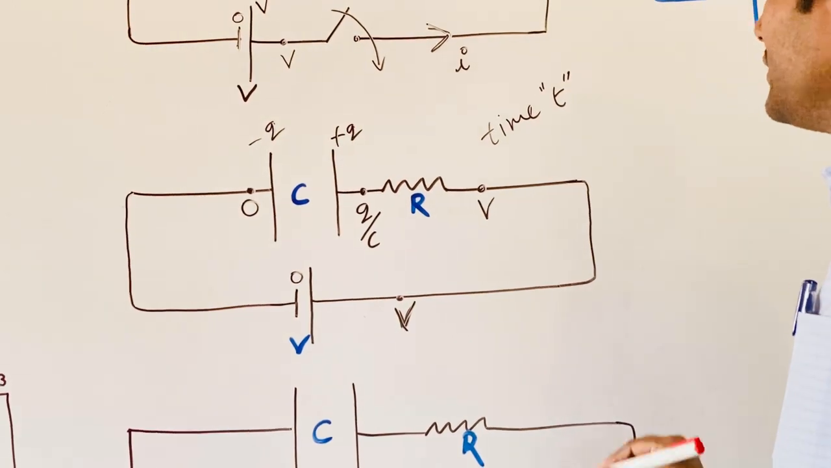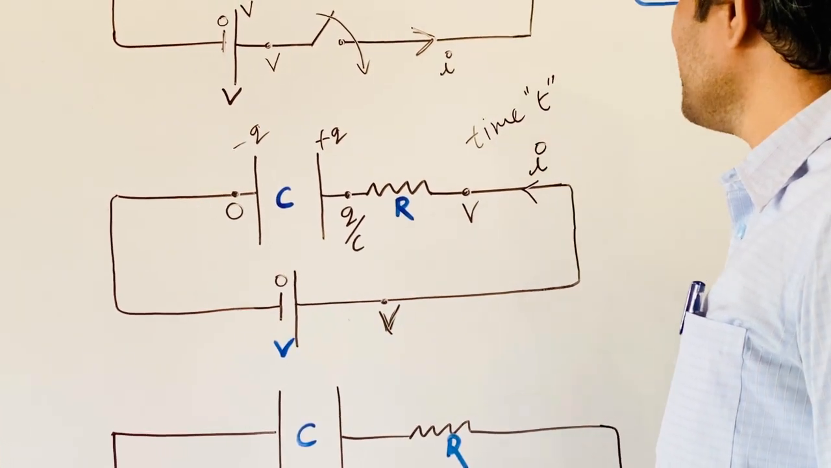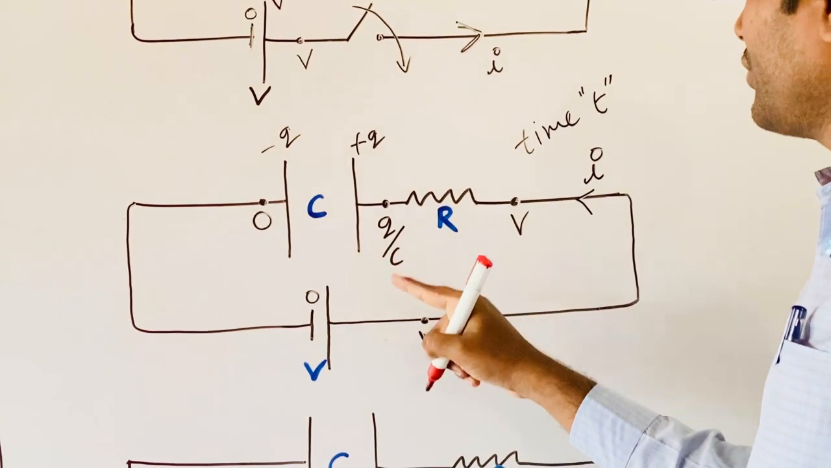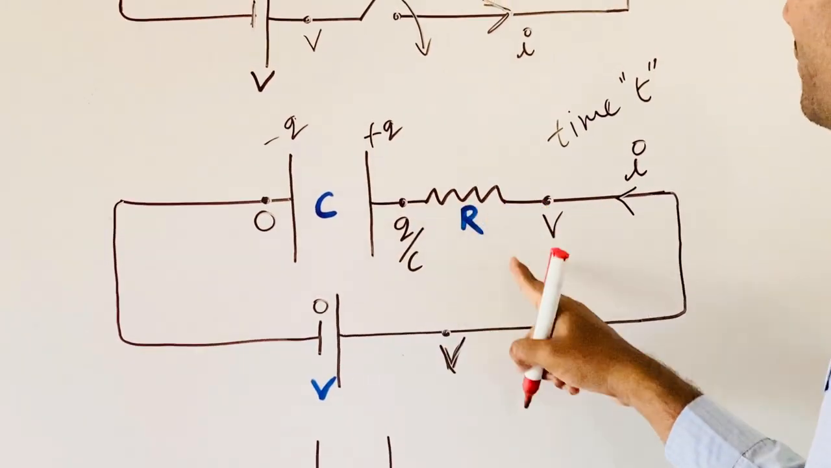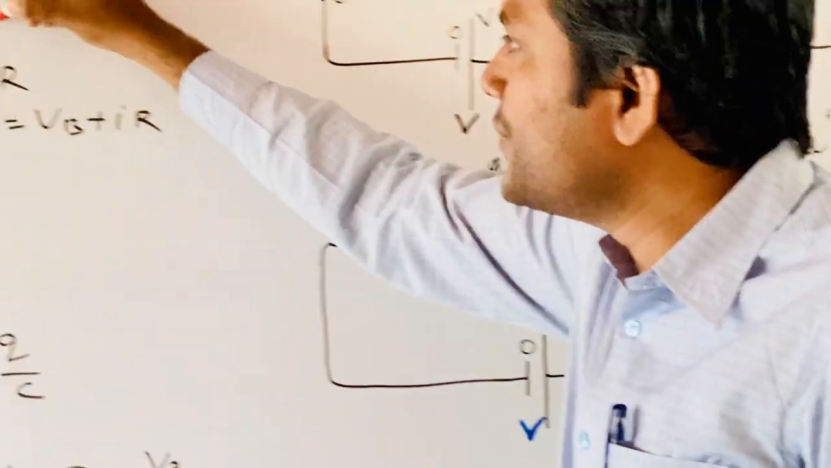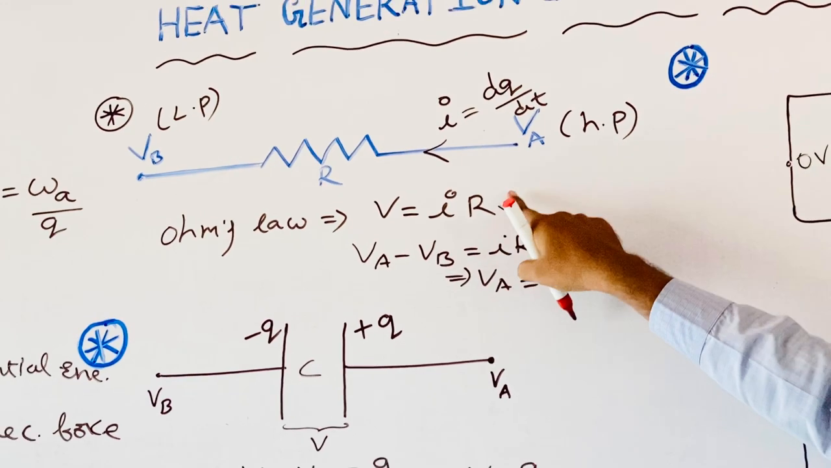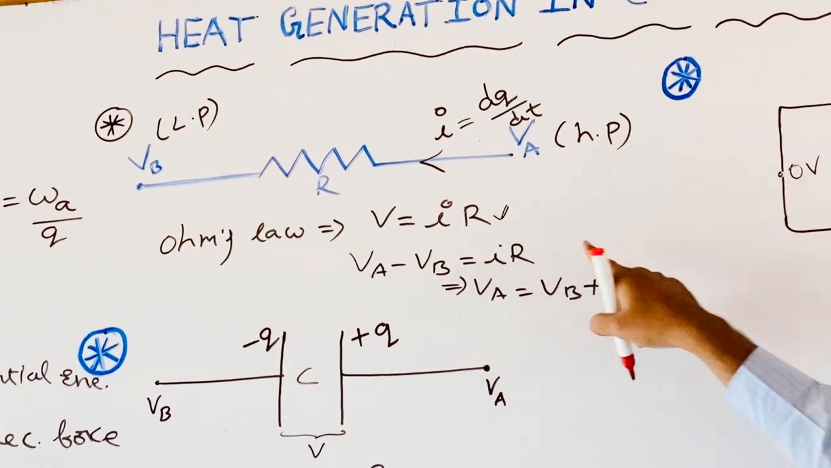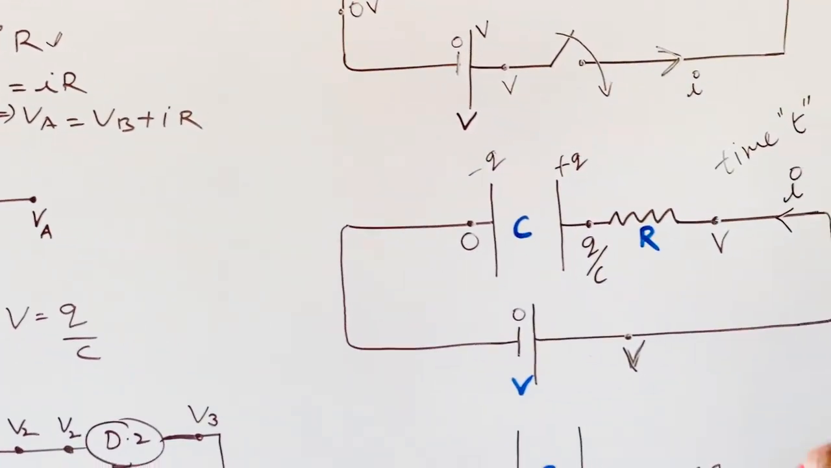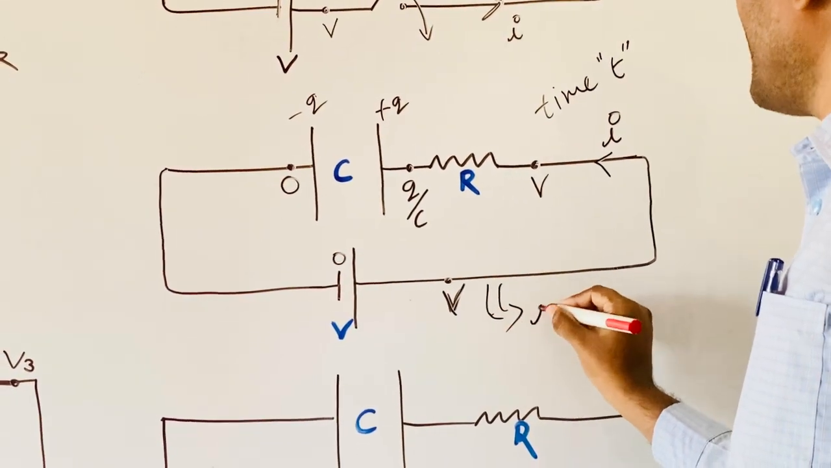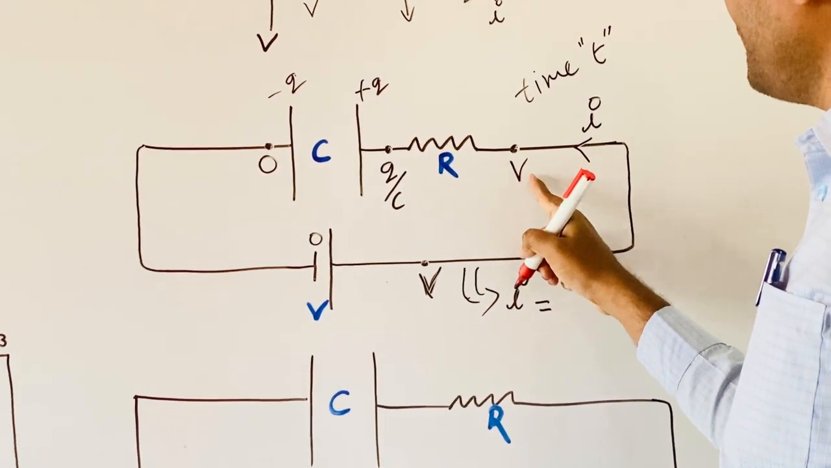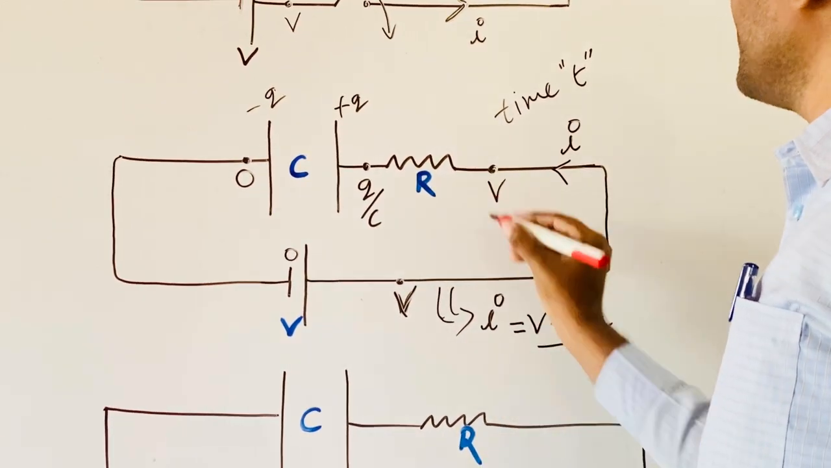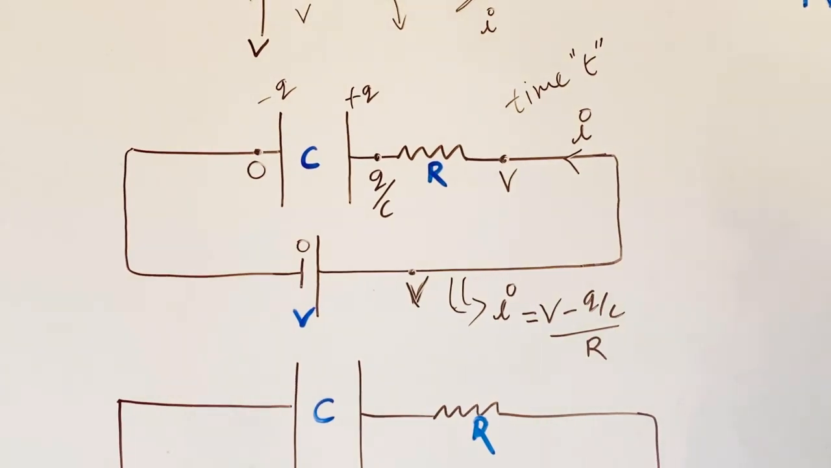Okay. Now in this situation also current is flowing. This is I. So what is the value for I here? This is higher potential V, this is lower potential Q by C. Now in order to calculate the current, we use this formula: V is equal to IR. V again we can think of as higher potential minus lower potential. Now apply this formula here. What we can write? For the circuit, I is equal to higher potential V minus lower potential Q by C, divided by resistance R. Okay, observe here carefully.